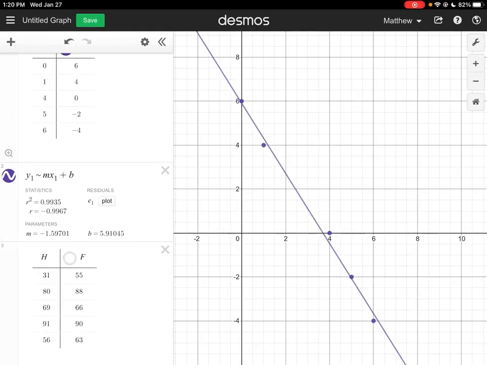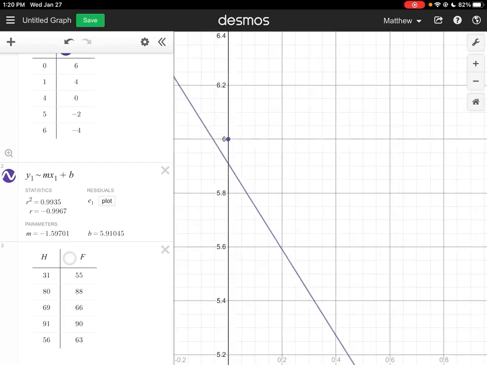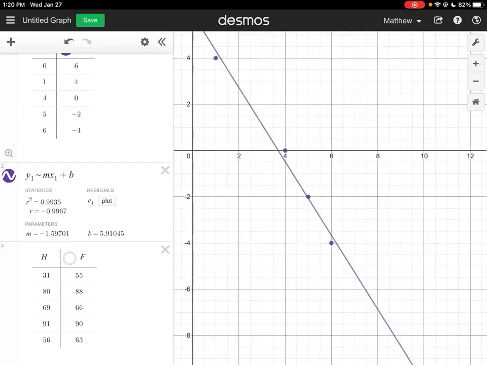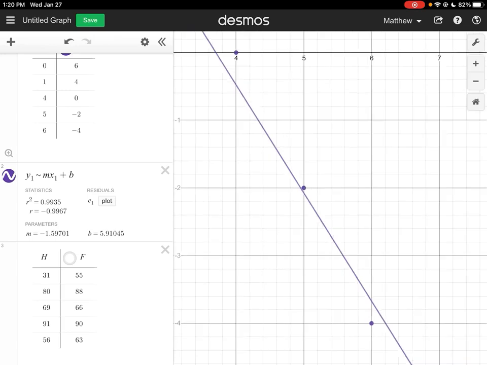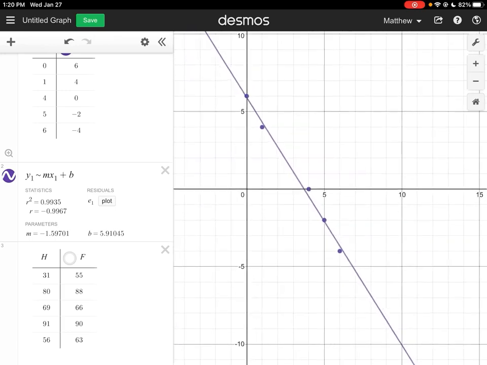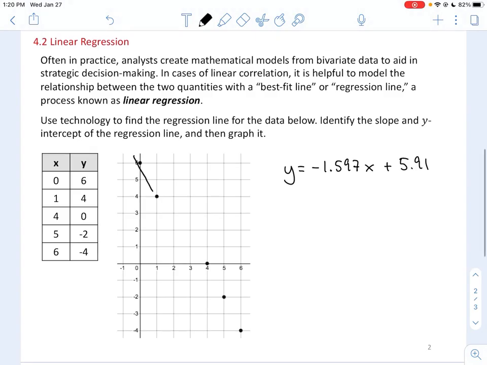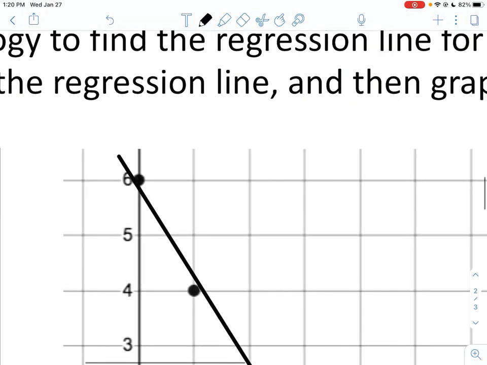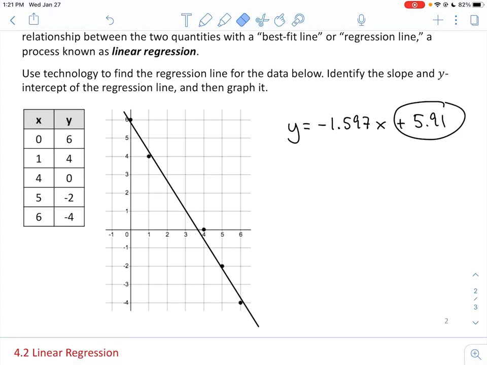And then I'm going to just copy this image over. It doesn't necessarily pass through any of these points. Like if you zoom in really close, you see it's not quite going through 0, 6. And if you zoom in down here, it's not going through that point either. In fact, it's not passing through any of the points, but it's still our line of best fit. I'm going to just do my best to draw something that's kind of like that. So there's our best fit line. You can see that the y-intercept is 5.91. So it doesn't quite go through 6. It goes through 5.91. And the slope is negative 1.597. So on this line, if you were to go right 1 unit, you would need to go down 1.597 to get back to the line.